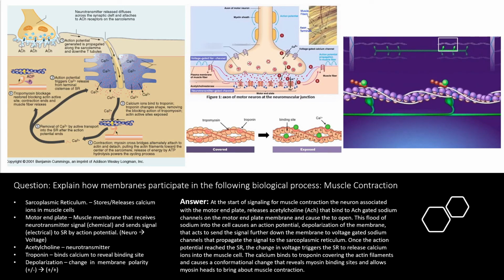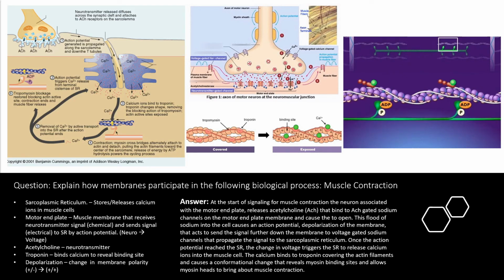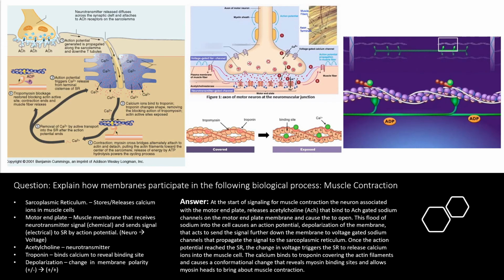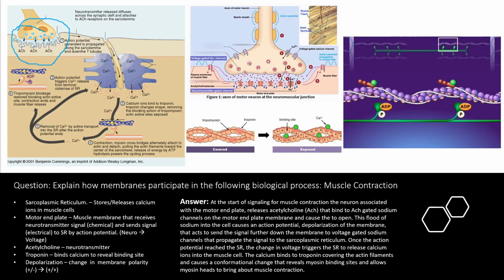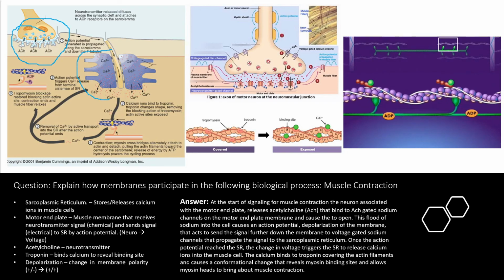So a couple of things that we need to mention when answering this question. There are two places where membranes, or two very critical places where membranes play a role. The first one is in the signaling at the neuromuscular junction. All right, so this is done through membrane signaling. And then the second very important part is the membrane system that is the sarcoplasmic reticulum. So this membrane system stores and releases calcium into the sarcomere to signal muscle contraction.